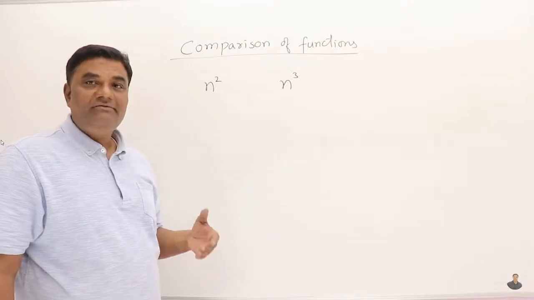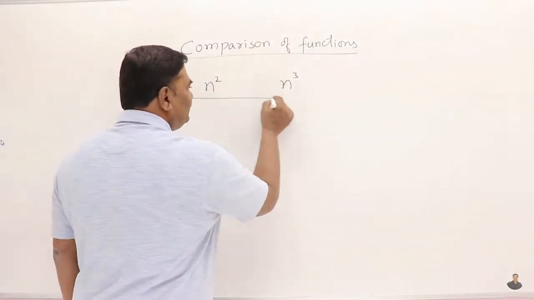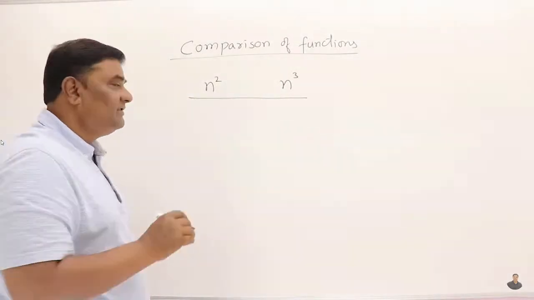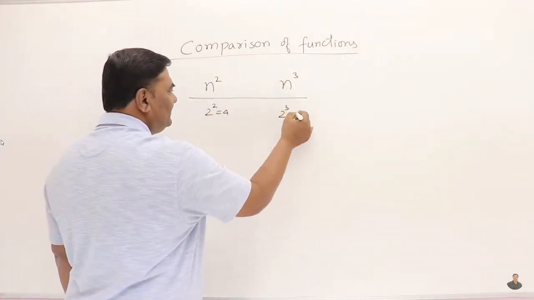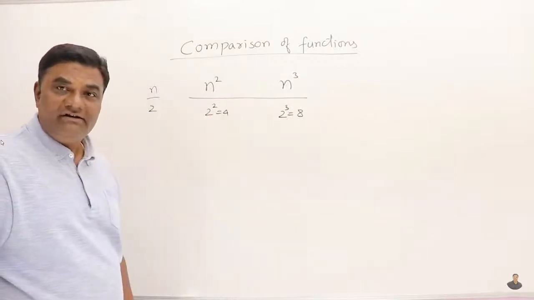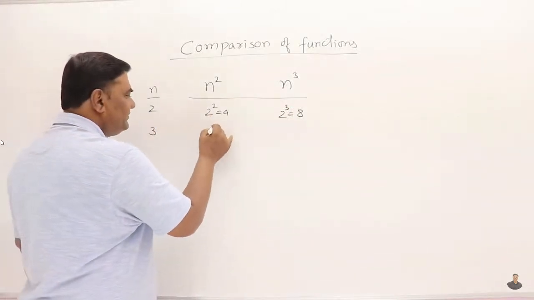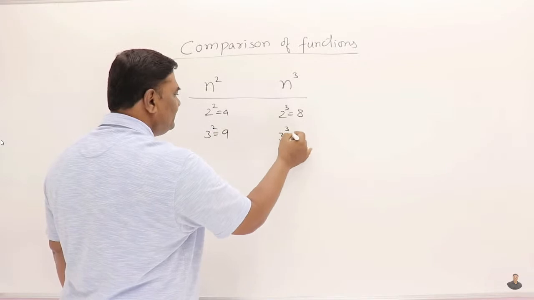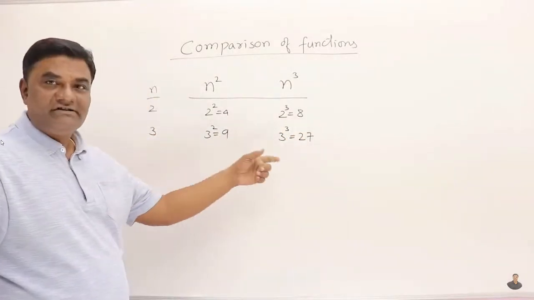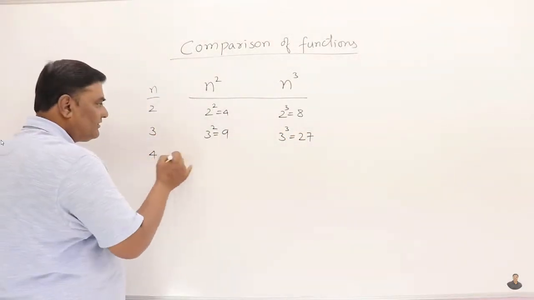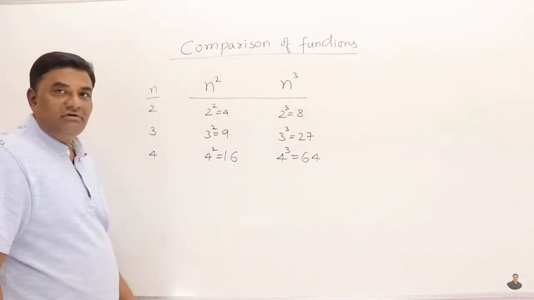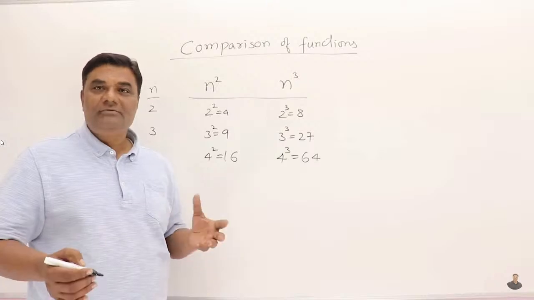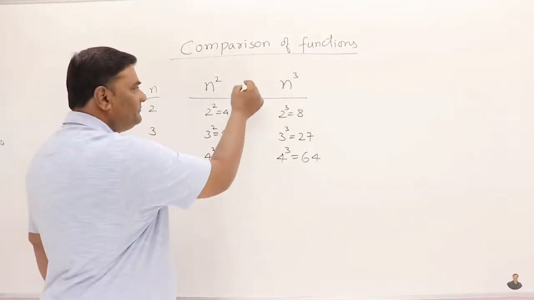But if at all I have to check them, I have to prove, then how can I do it? One method is I can sample some values. For example, if I take n as 2, then this is 2 square, so it is 4, and this is 2 cube, this is 8. So 4 is smaller than 8. If I take 3, then 3 square is 9, and 3 cube is 27. So yes, 27 is greater than 9. If I take 4, 4 square is 16, and 4 cube is 64. So I have sampled 3 values, that is enough for me to observe that this is always greater than this one. So yes, this is smaller than this one.